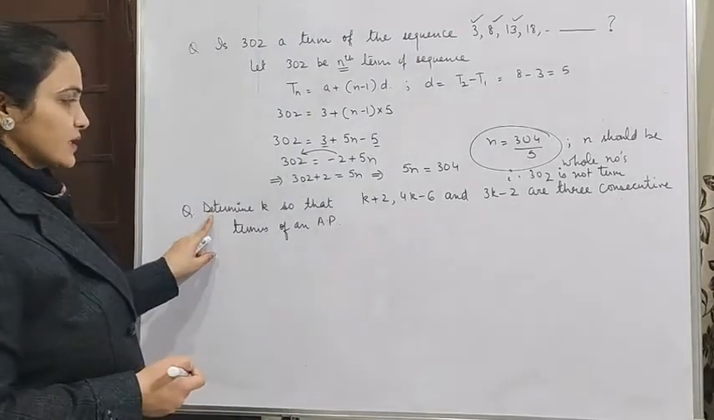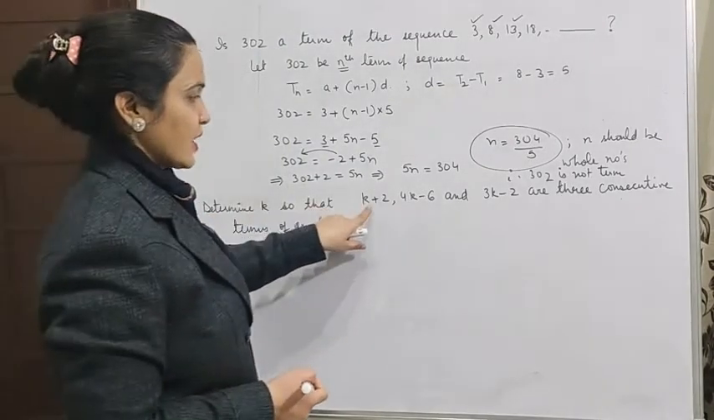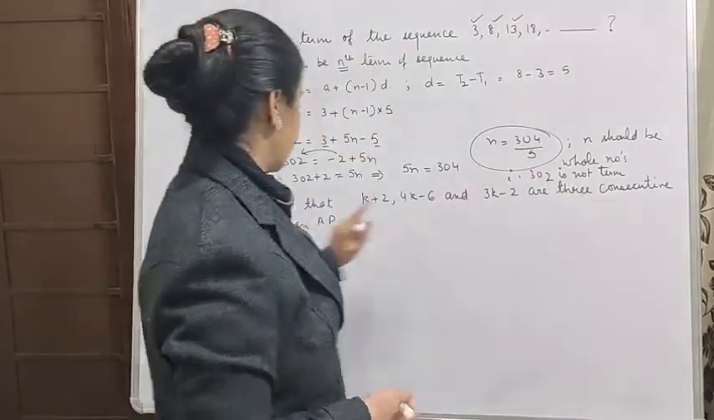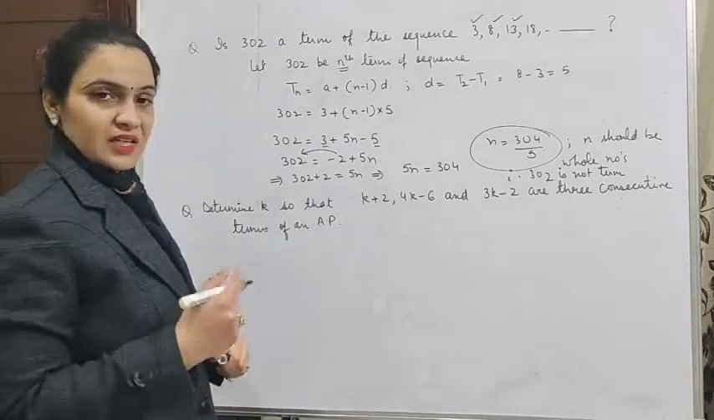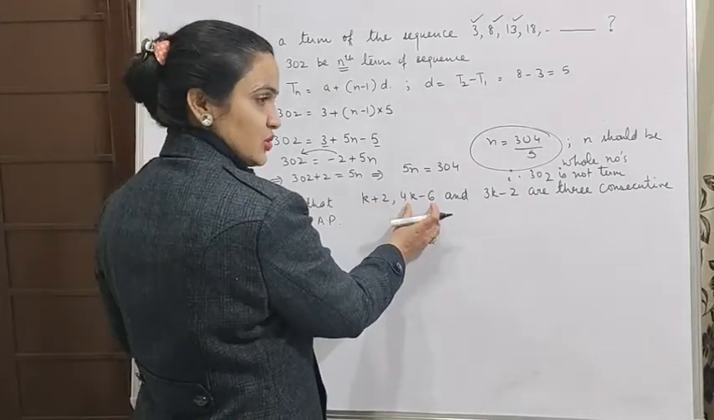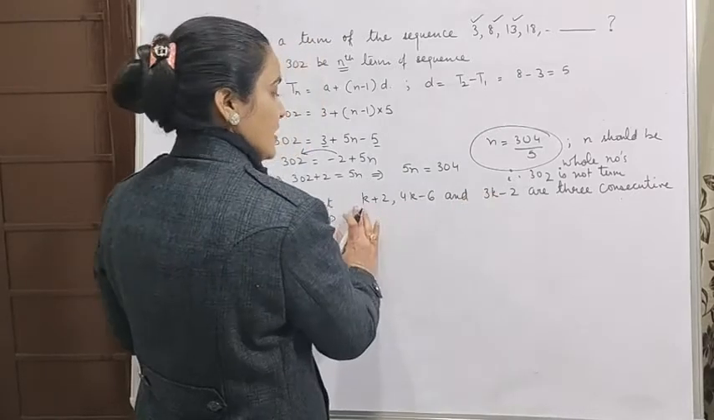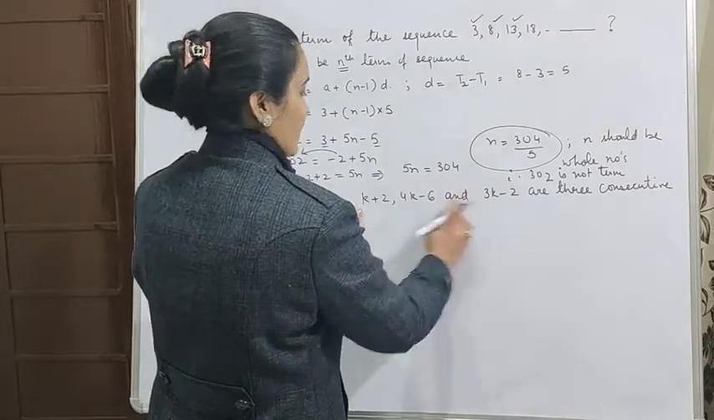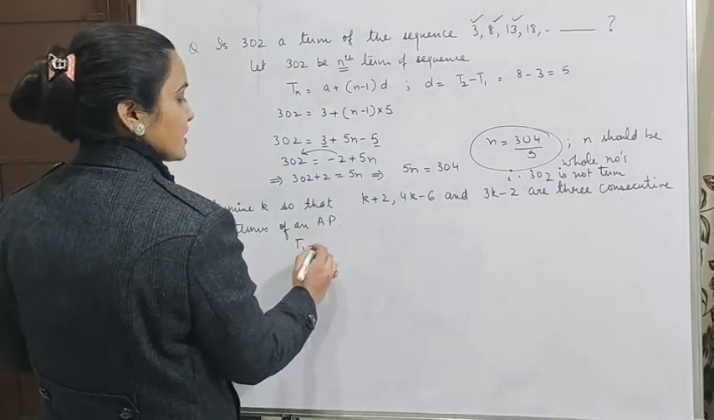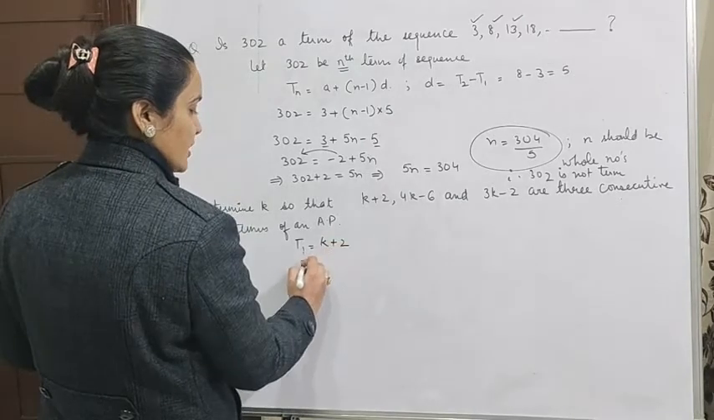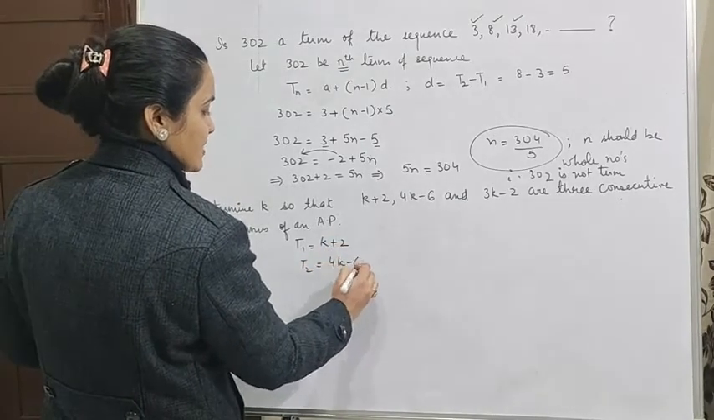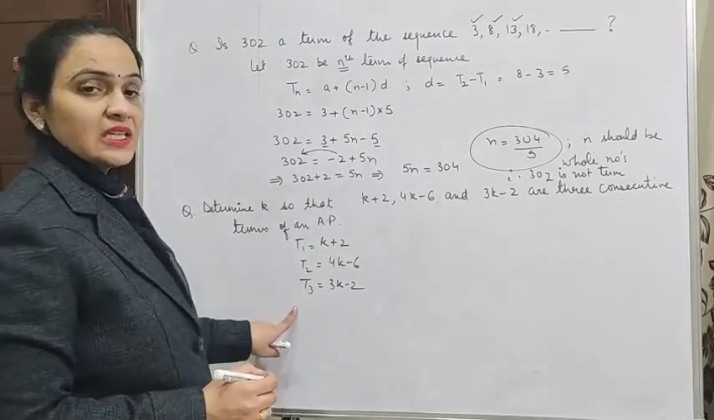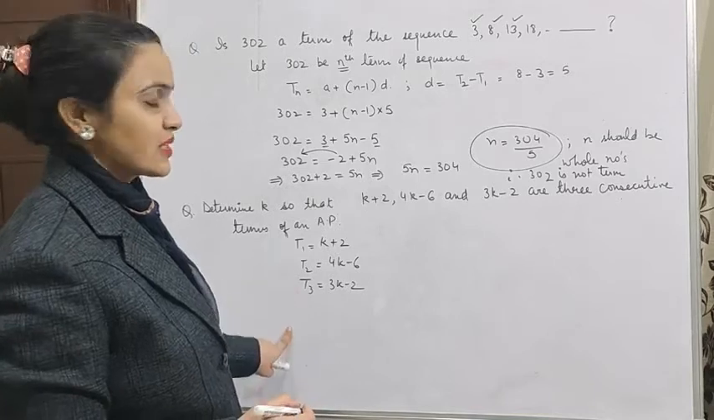Next question is: determine k so that k plus 2, 4k minus 6 and 3k minus 2 are three consecutive terms of the AP. Consecutive terms means if it is T1 then it is T2 and then T3. It is not that this is T4, this is T8 and this is T10. So let T1 be k plus 2, the second term T2 be 4k minus 6, and T3 be 3k minus 2. Let us suppose that these are the first three terms of this AP.